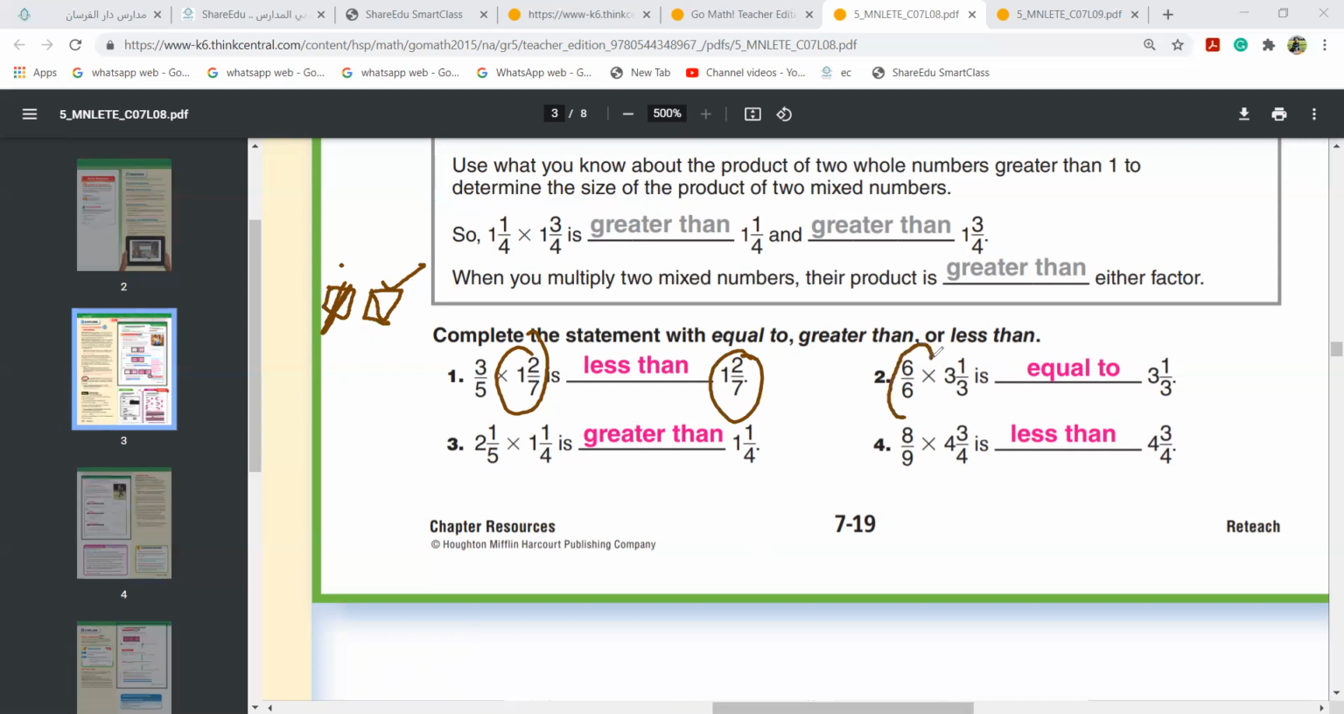Now, 6 and 6. Miss, where's this page? No, this is not, no page. This is my own work.